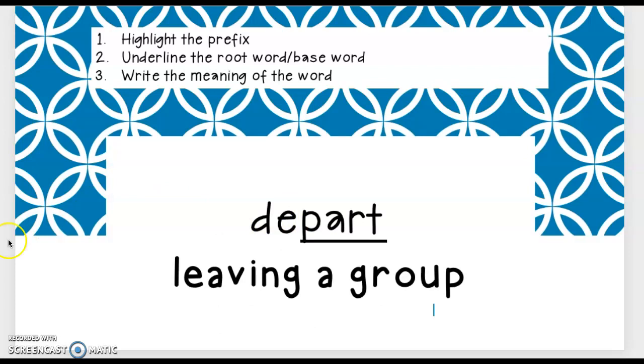Okay, the next word you're going to write is depart. Depart. And the prefix is D. And remember, D is kind of like the opposite of. So if you're part of something, you are together. So depart would be leaving or removing yourself from a group. Depart, leaving or removing yourself from a group.